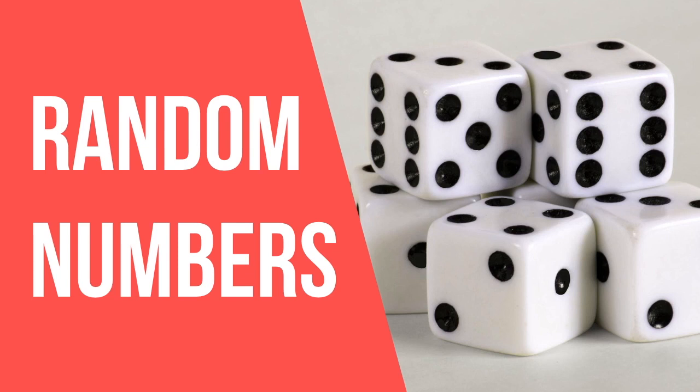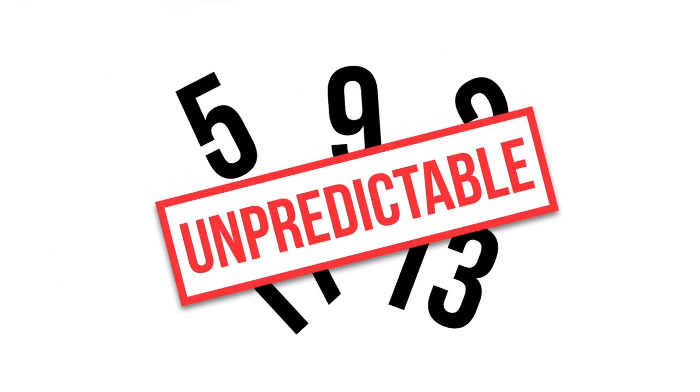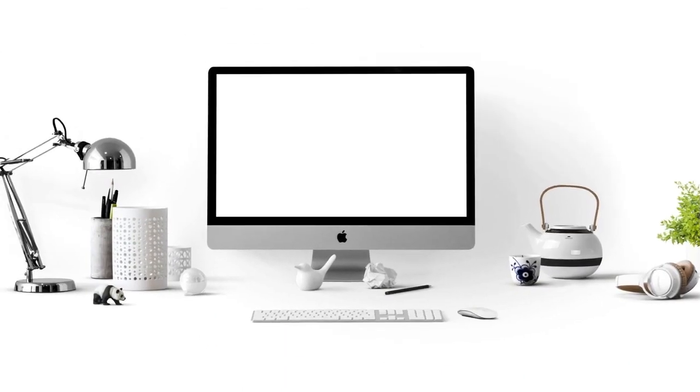Today we're going to be talking about random numbers, specifically how they are generated. 5, 9, 17, 2, 13. Humans are really good at generating random numbers. We can list off endless amounts of them in no apparent pattern. We're unpredictable. Computers, however, are a completely different story.